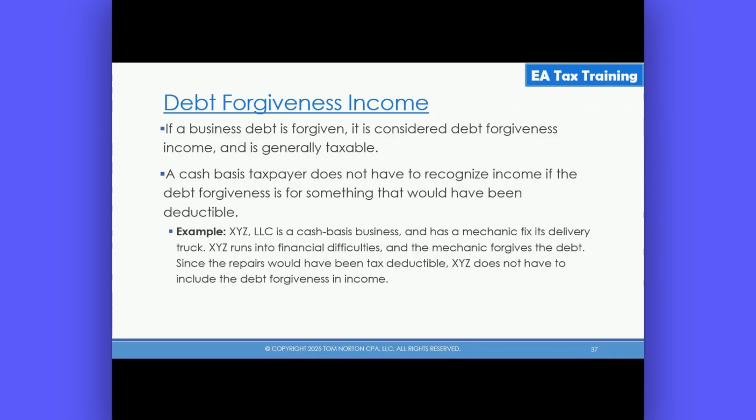Either way, you are at zero. You took no deduction, you had no income, you are zero. So that is the purpose of that rule. But remember, the general rule is if a business debt is forgiven, it is considered debt forgiveness income and generally is taxable. This is just the exception to that rule.